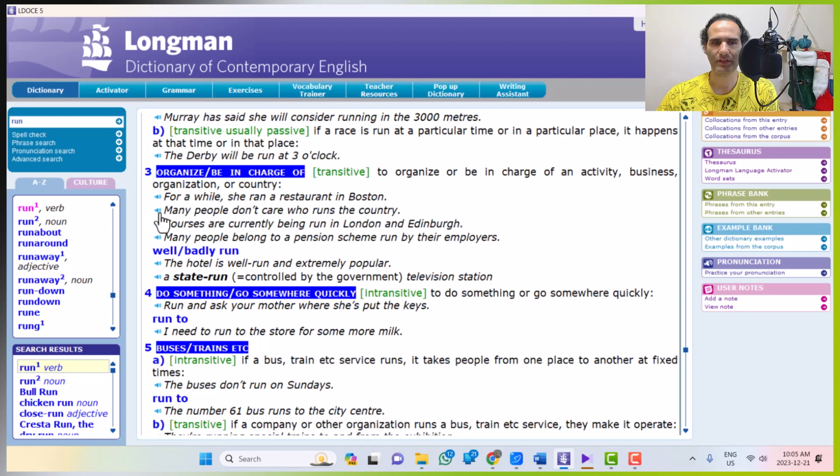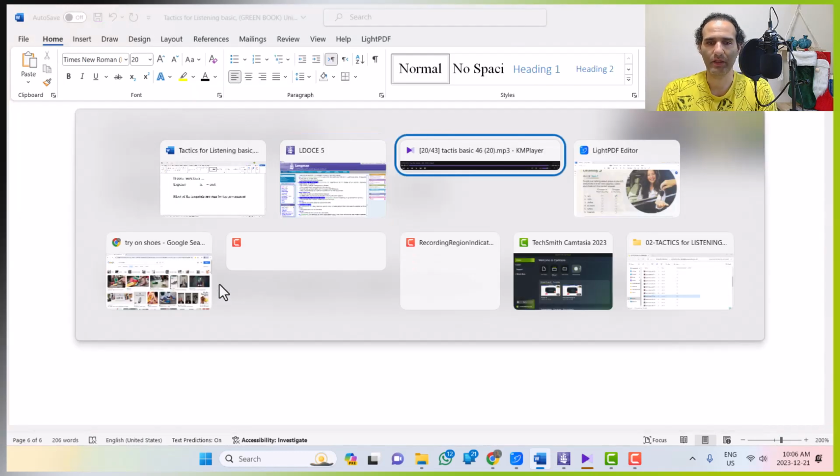Okay? For example, many people don't care who runs the country. Who runs the country? I don't care. It's not important for me. Yeah? Okay, so that is run. And we have two beautiful collocations, well run and badly run. The hotel is well run and extremely popular. So well run. Or a state-run television station. The state-run television station means it is controlled by the state or the government. Good.